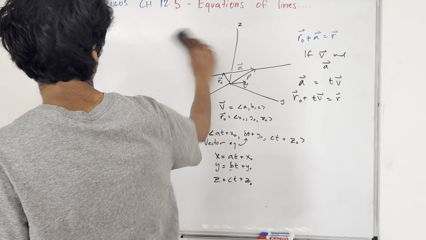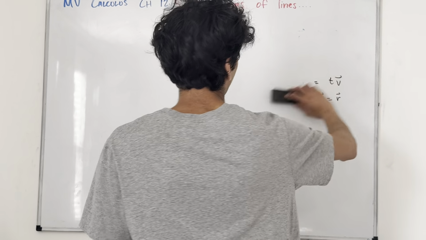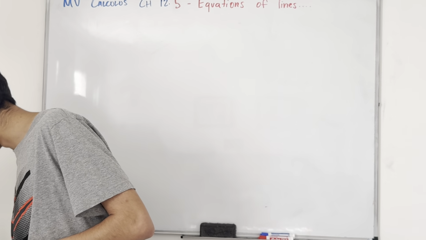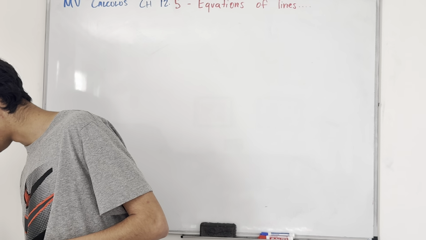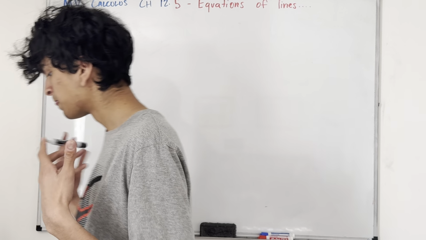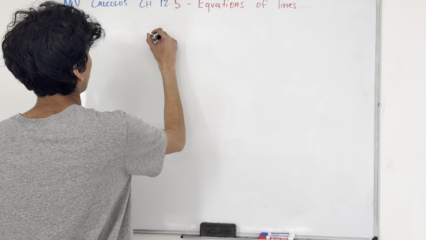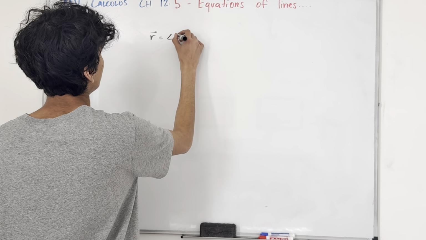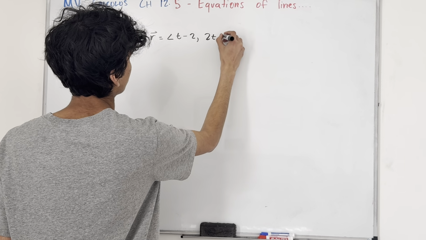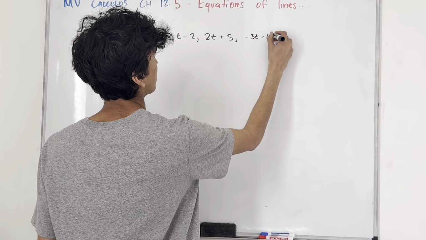Another thing we can do, let's actually use the equation from before, is eliminate the parameter. We can express lines in two different ways. Let me just check my notes, make sure I'm not missing anything. I talked about everything I want to talk about. Yeah, we're doing fine. So let's use a line from the last example. So r hat equals t minus 2, and then we'll do 2t plus 5, and then what was the last one? -3t minus 1.